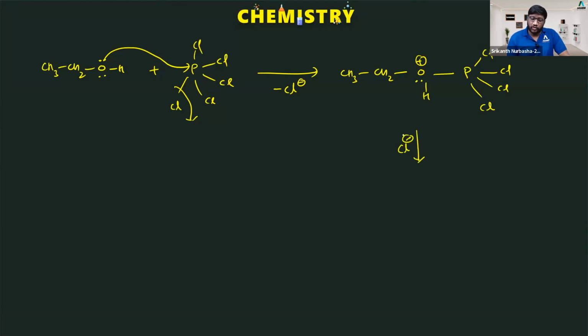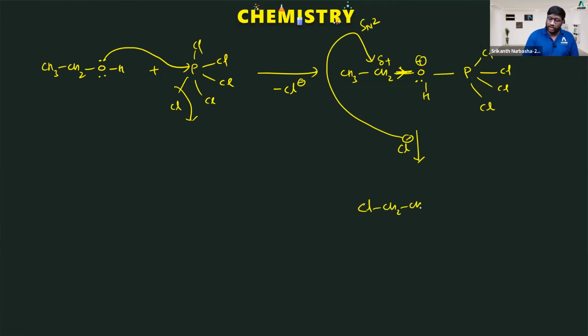The Cl minus which was present in the reaction mixture, if you look carefully, the carbon-oxygen bond and oxygen possess a positive charge. Can I say the C-O electron density is moving towards oxygen? Will the C-O electron density move towards oxygen or not? Because oxygen possesses a positive charge, the C-O electron density moves towards oxygen, developing a partial positive charge on this particular carbon. So Cl minus will now go and attack this particular carbon in the SN2 manner. As soon as the attack occurs, it will generate ClCH2CH3.